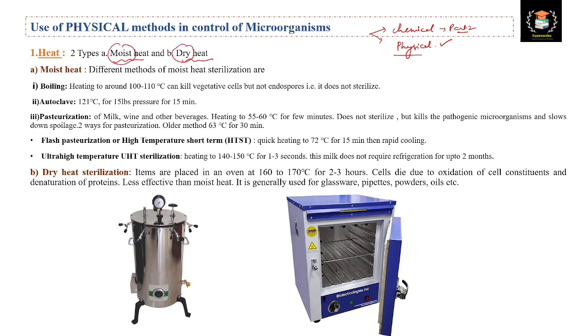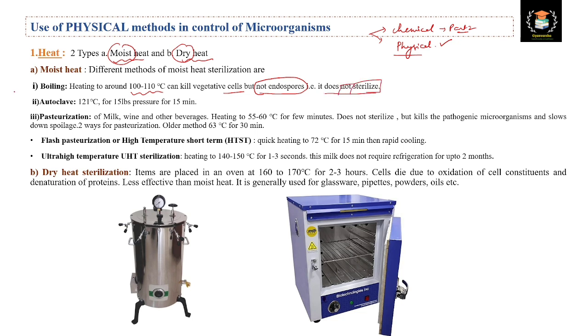There are different methods even in moist heat. The first method in moist heat sterilization is boiling. You all know about boiling; you boil water, you boil milk. Heating to around 100 to 110 degrees will kill the vegetative cells of bacteria and fungi, but it won't kill the endospores. That is, it does not sterilize. It is killing the bacteria but it is not sterilizing.